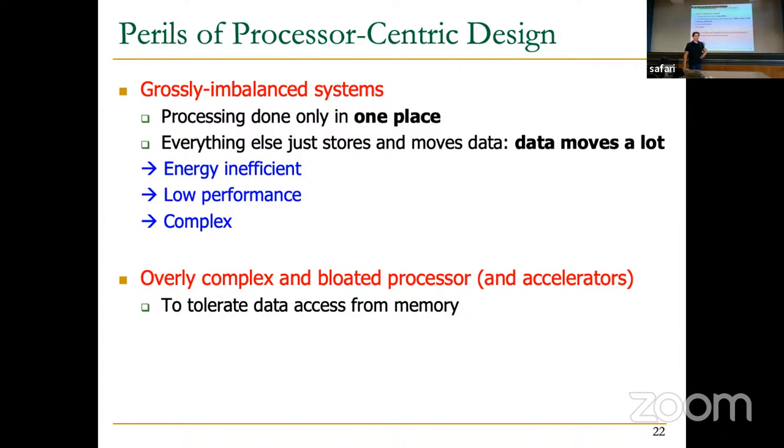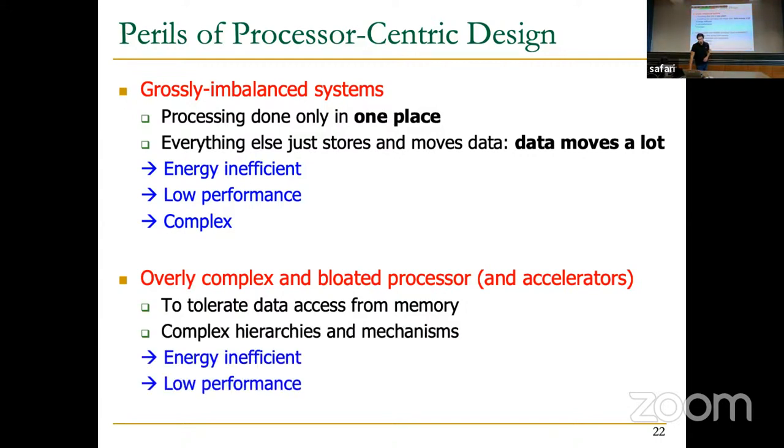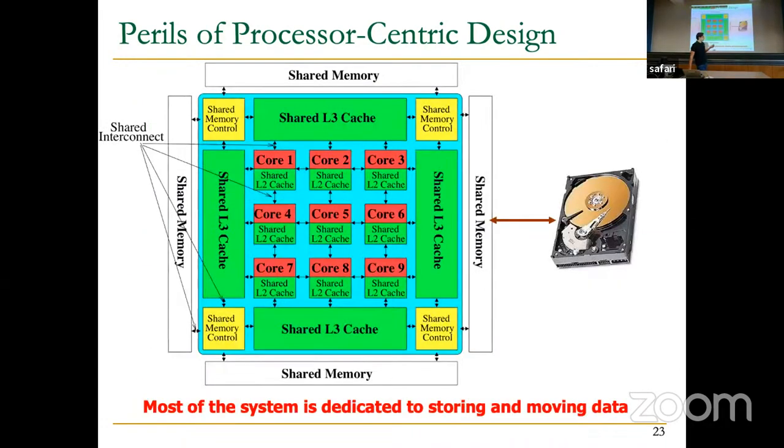Techniques like prefetching or fine-grained multithreading, which is used in GPUs to hide the latency of accesses to memory, and many other techniques have been implemented over time in conventional processor-centric systems. There are complex hierarchies and mechanisms, and this is energy inefficient, low performance, and complex. And remember as well that a lot of the effort put in the design of these processors has been put on alleviating data movement.